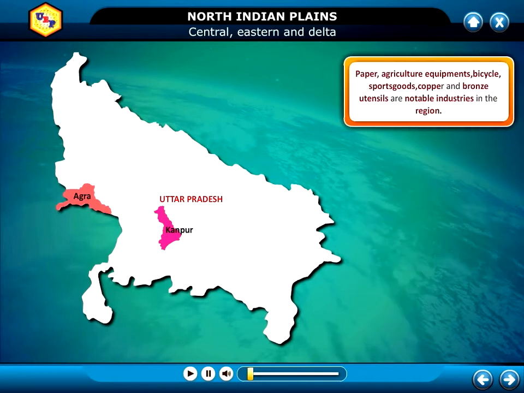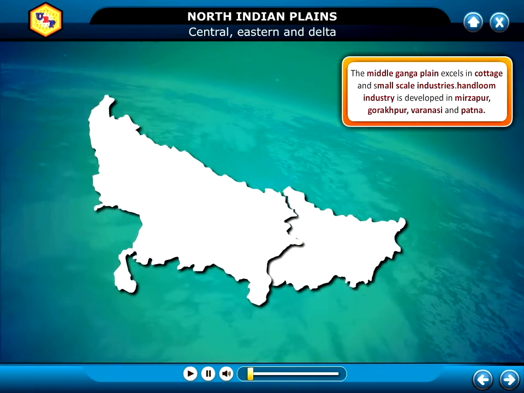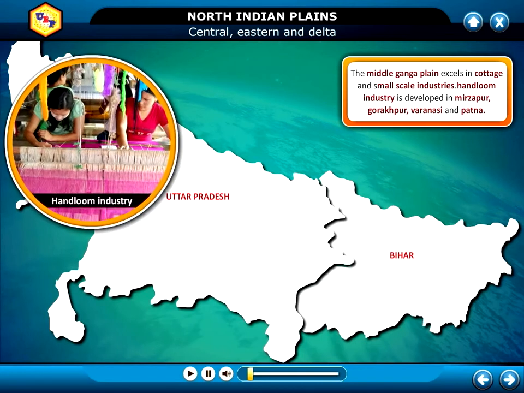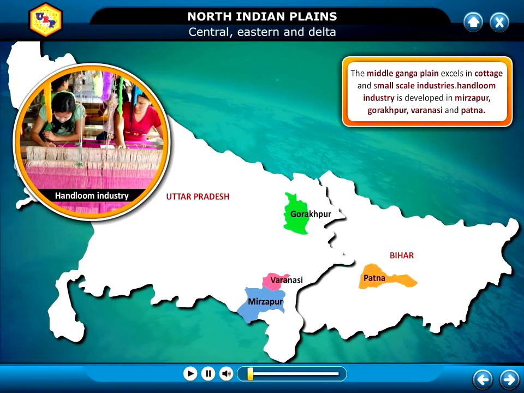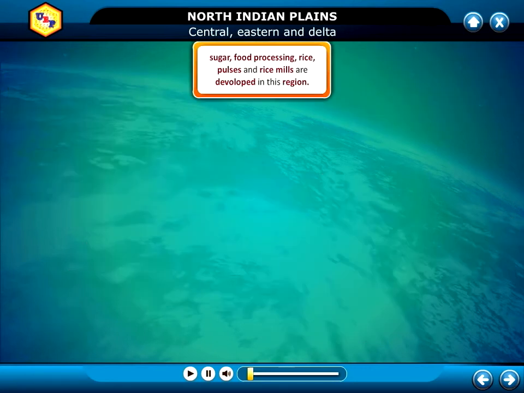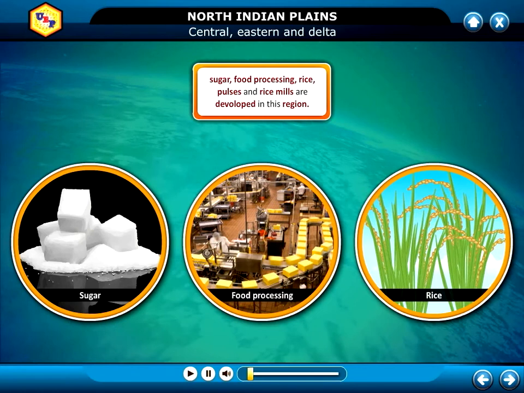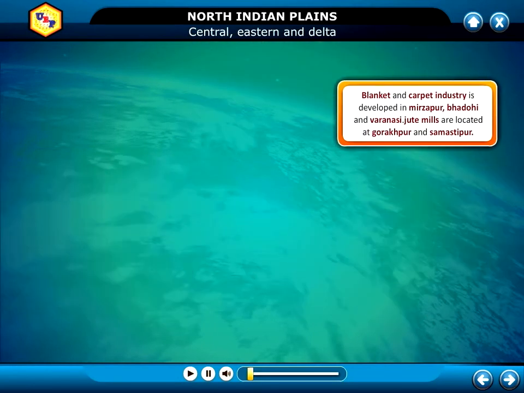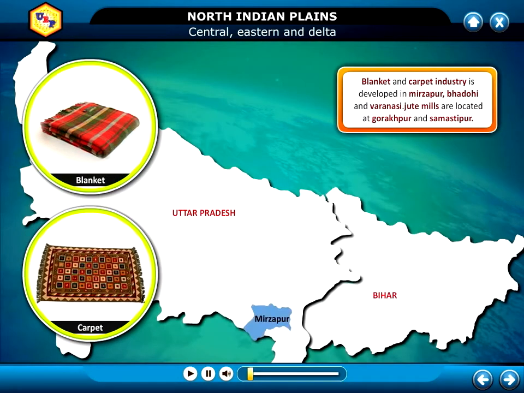Paper, agricultural equipment, bicycle, sports goods, copper and bronze utensils are notable industries in the region. The Middle Ganga plain excels in cottage and small-scale industries. Handloom industry is developed in Mirzapur, Gorakhpur, Varanasi and Patna. Sugar, food processing, rice and pulses mills are developed in this region. Blanket and carpet industry is developed in Mirzapur, Bhadohi and Varanasi. Jute mills are located at Gorakhpur and Samastipur.